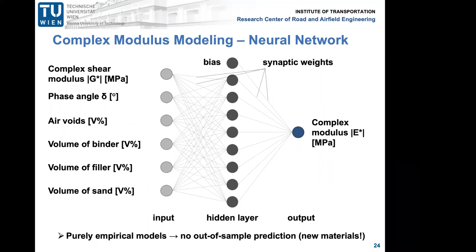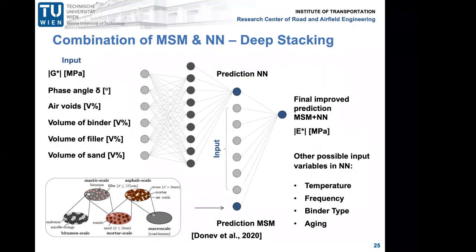But the idea was now to combine these neural networks with the results of the multiscale model. And you see here how this combination works. It's kind of deep stacking, as we call that. So the problem with the neural network itself is that it can also learn errors. So if you feed errors into the neural network, the output of the neural network can also be erroneous, or is combined with errors.